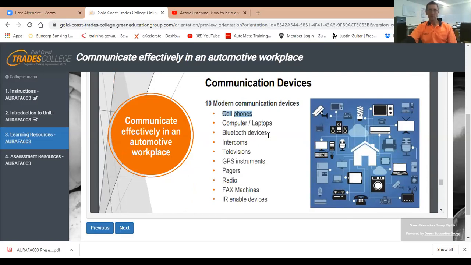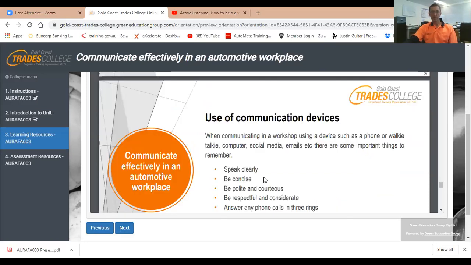Bluetooth devices such as Bluetooth speakers, intercoms, commonly used in offices where there are lots of rooms. Television screens. We use TVs here at the college to display presentations and so forth. GPS instruments, pagers, radio, fax machines, a little bit outdated now, and infrared enabled devices as well. So these are devices that would be commonly used to communicate all sorts of different messages in workshops.